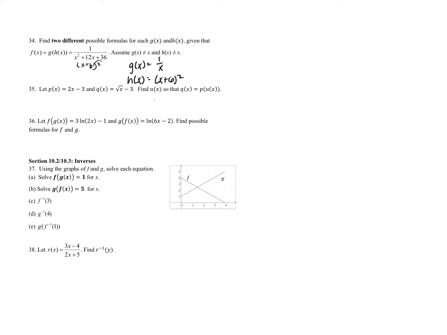But because it's squared down here, we can also let our g of x not just be 1 over x, but be 1 over x squared. And then we'll let h of x just be x plus 6. So there's two possibilities. All right, 35.